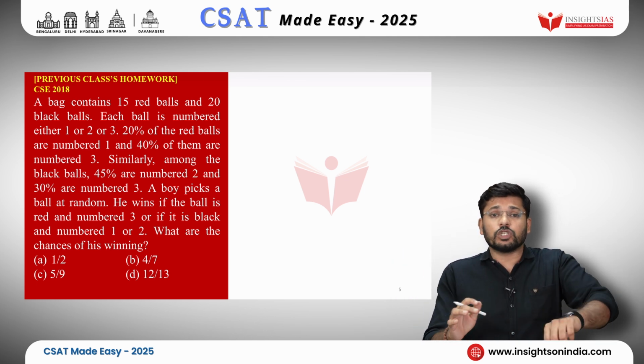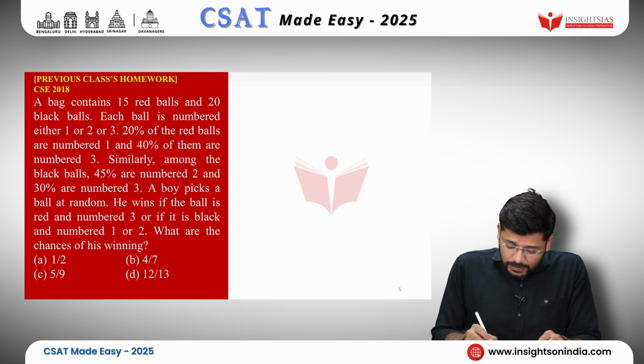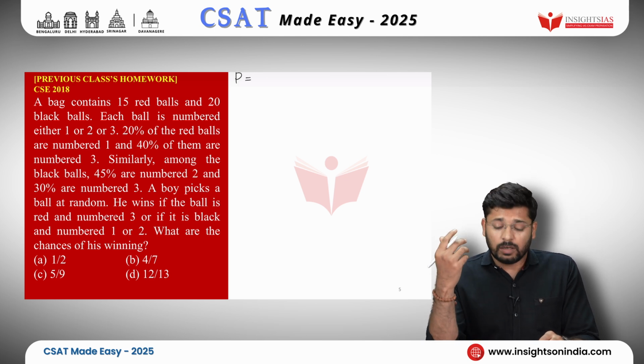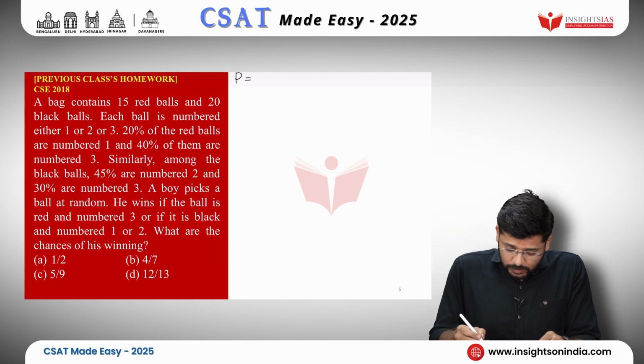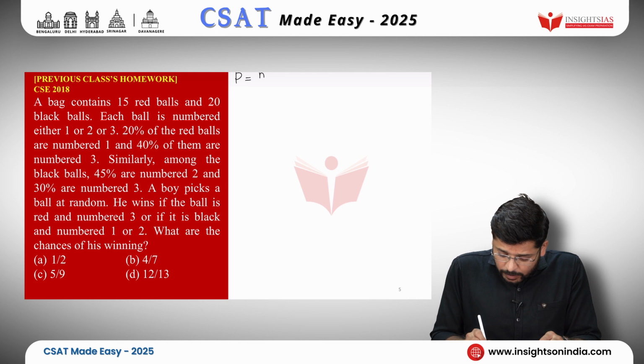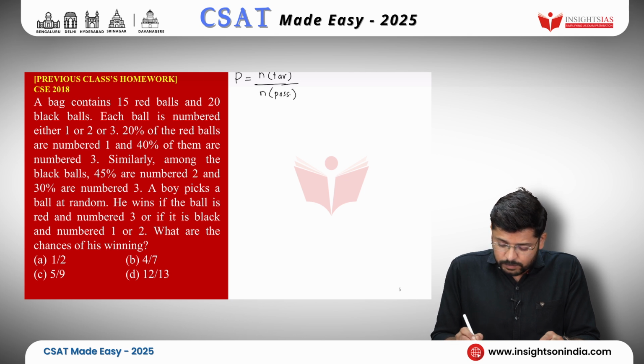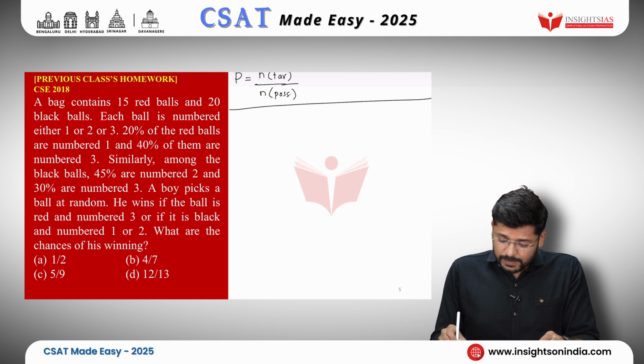We will use the concept of probability to solve this one. In the previous class, what did we learn? We learned the formula for probability. What was it? The formula for probability was P, probability, is equal to the number of favorable outcomes divided by the number of all the possible outcomes. Yes, this is the formula that we learnt in the previous one. We shall see how we can apply it in this context.